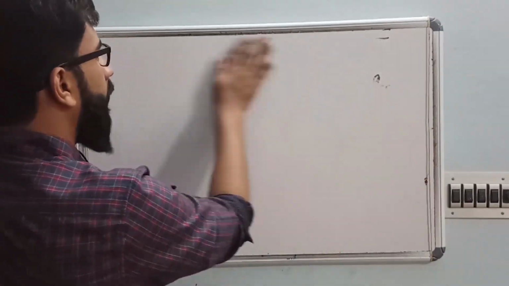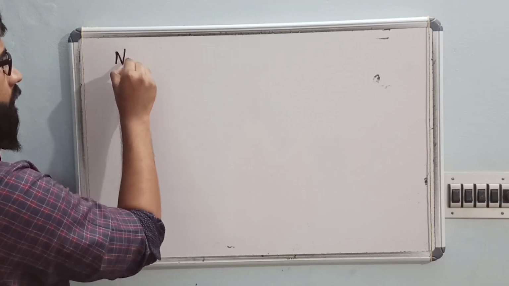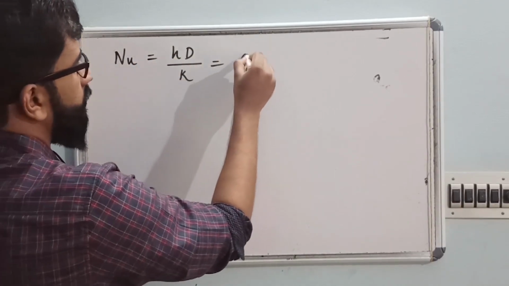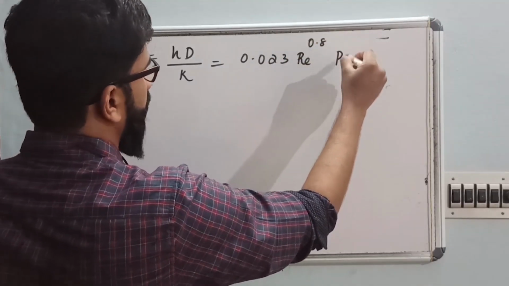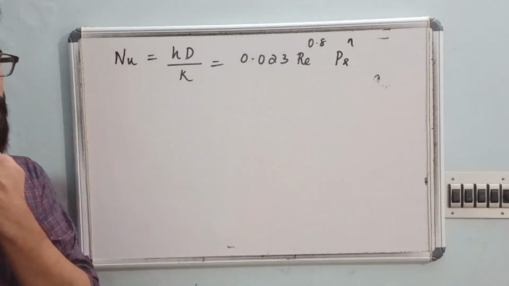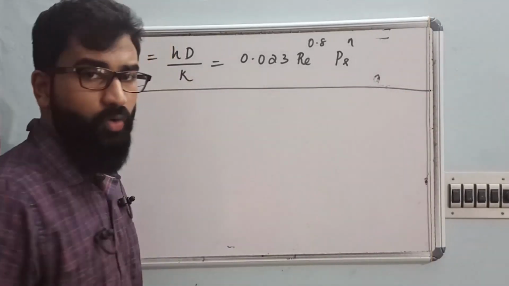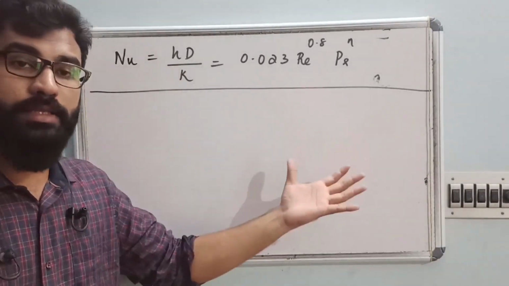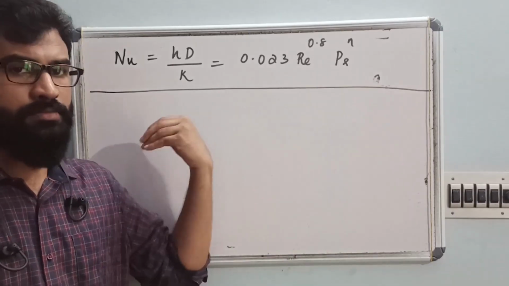Last, one more correlation you need to remember, that is obviously your Dittus-Boelter equation: 0.023 Reynolds number power 0.8 Prandtl number power n. Or you can use 0.33 as well, no problem. This is valid for turbulent flow in pipe. Generally, they don't give you the Dittus-Boelter equation in the question paper. You have to remember this equation.